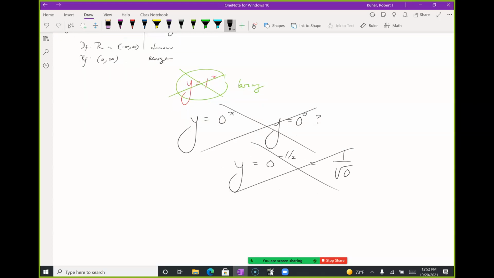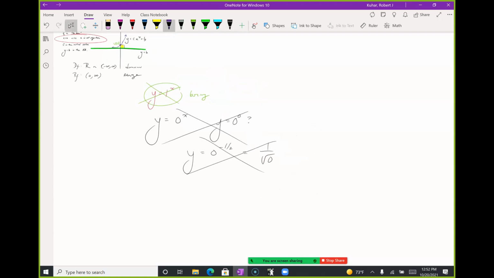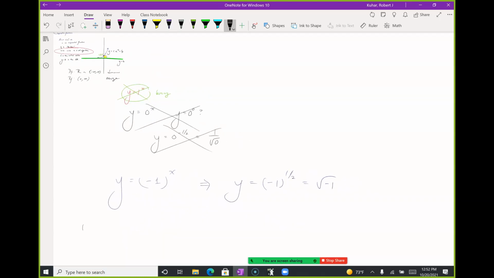So these are trouble if my base is there. And of course, if the base is negative, like y equals negative 1 to the x, well, when I let x be 1/2, I've got a square root of negative 1, and that's complex. And we want to stick with real numbers, no complex numbers. So I can't have my base be negative, I can't have it be 0, I can't have it be 1. And more importantly, if 0 is less than a is less than 1, then f of x decreases.